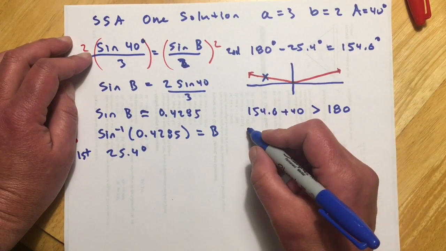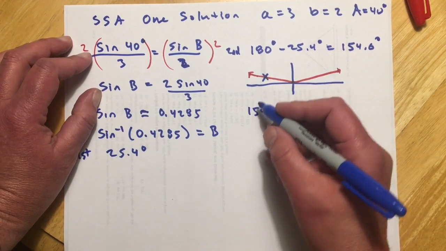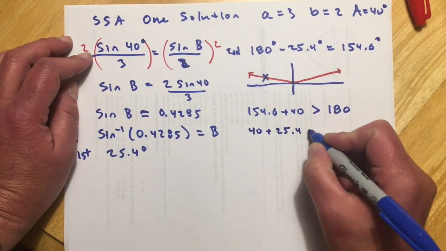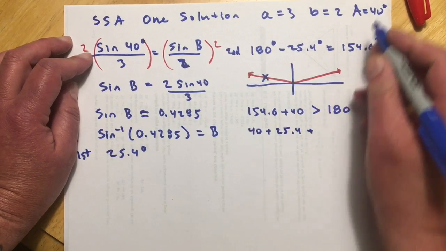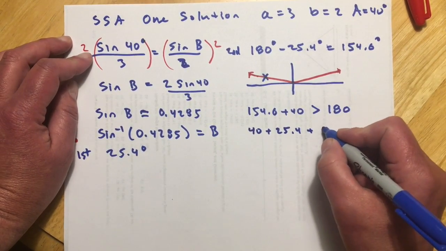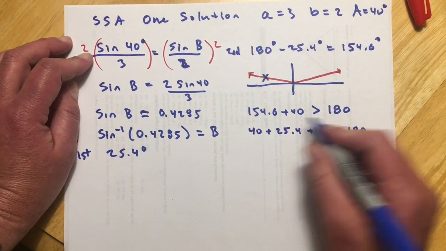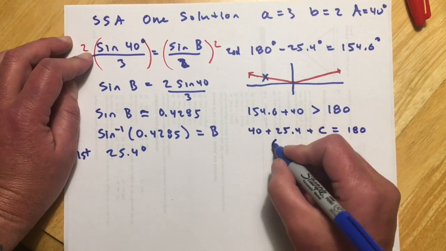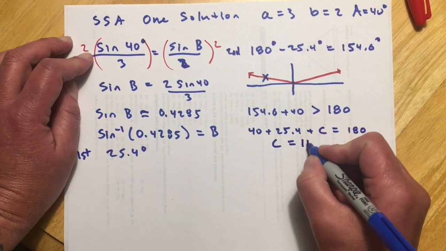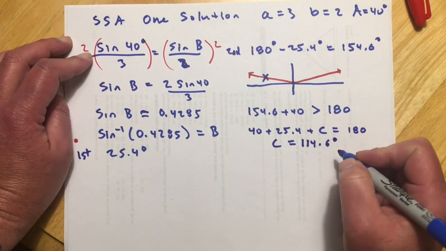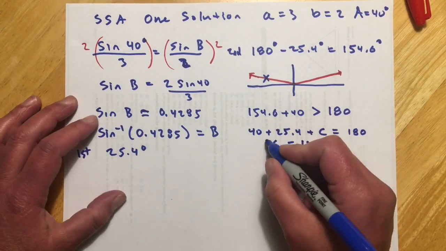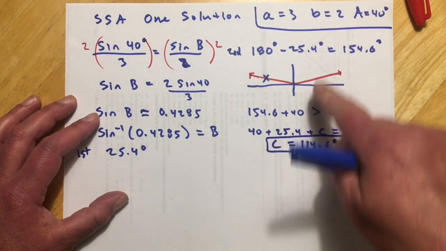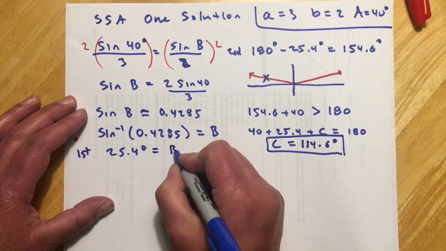So that means I can find the third angle fairly easily. I can just say 40 plus 25.4 plus C equals 180. This is what I did the other time; this time I just showed some steps. If I subtract these over, I get C equals 114.6 degrees. So now I have C right there, and I have B. This one is angle B.